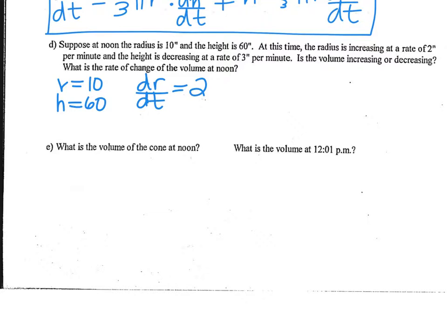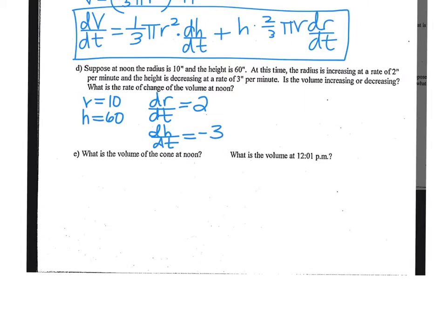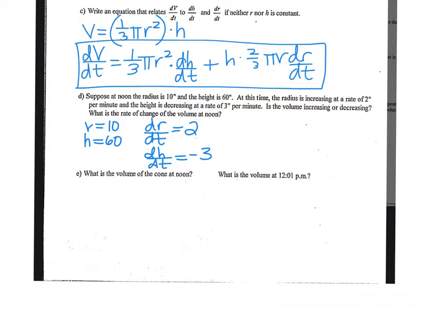It's a rate. All right, then it says the height is decreasing. What's going on here? The height is decreasing at a rate of -3 inches per minute. -3. Are we doing exactly the same thing, just plugging these numbers? Yes. All right. Is the volume increasing or decreasing? What is the rate of change of the volume at noon? So we already found the change in volume. We can just plug all this information into here. It's right here, right?